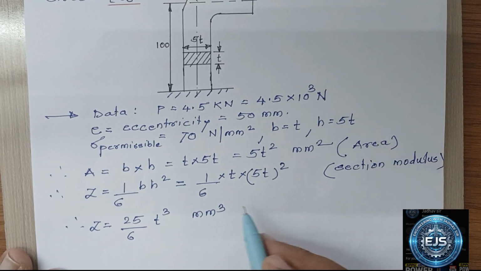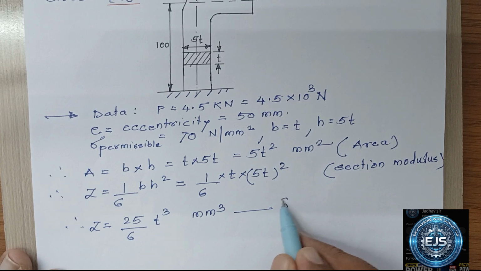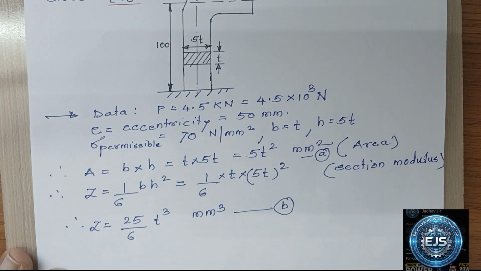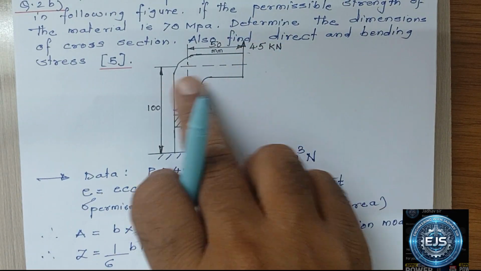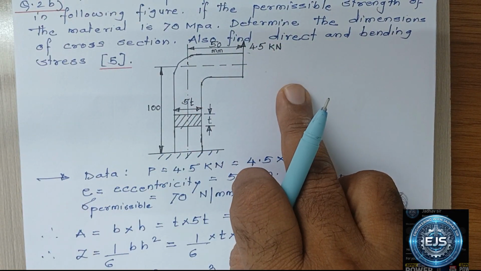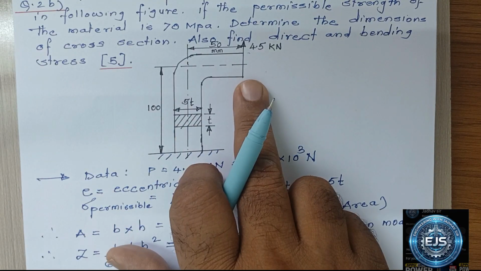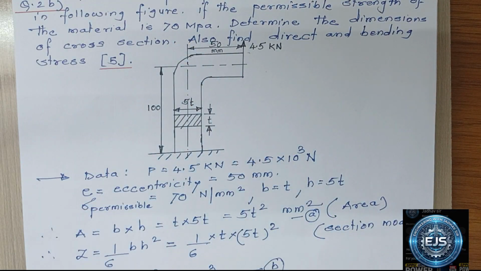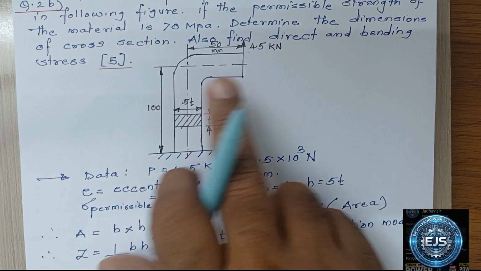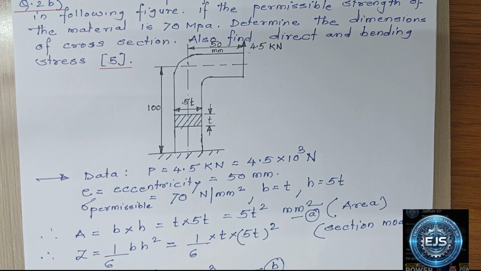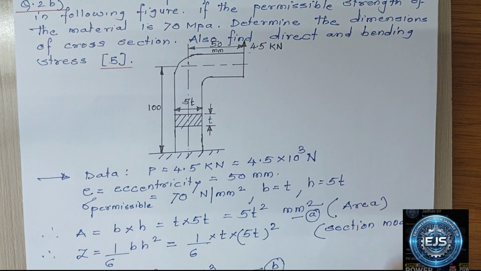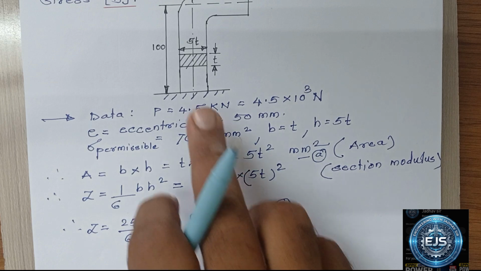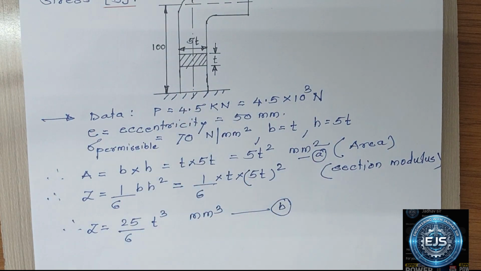So we'll mark this as B, area is A. Then the bending moment we have to calculate. This load creates a bending moment, and that bending moment value is the effect of the eccentric load. It exerts a direct tensile stress in the column cross section, and another effect is it exerts a bending stress. So the bending moment in this case is 4.5 into 10 raised to 3 multiplied by 50 mm, the bending moment about the vertical center line of this column.